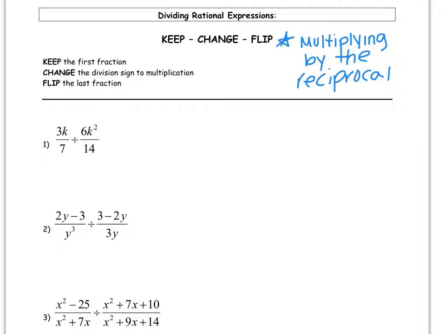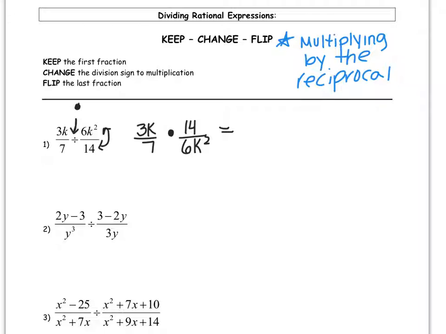Okay, so the first example, we can't do anything before we keep, change, flip. So we're going to keep the first fraction. So you're going to keep the 3 over 7, or 3k over 7. We change the division to a multiplication, and then we flip the last fraction. So it becomes 14 over 6k squared.